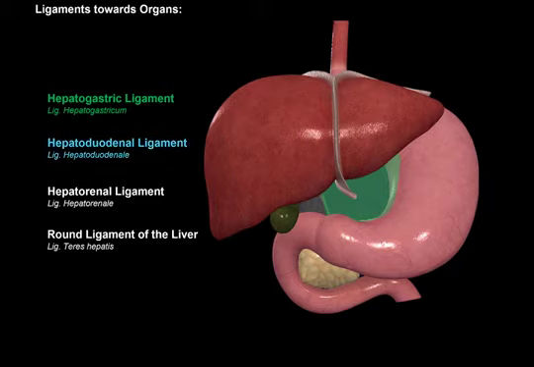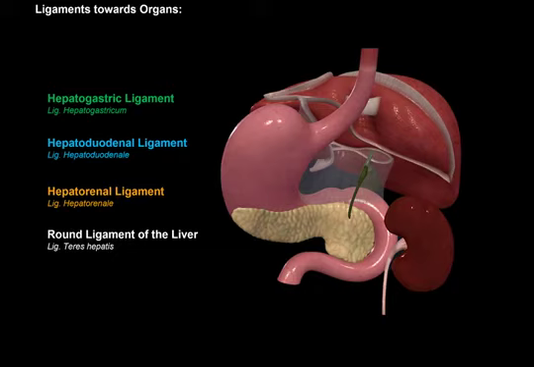And then the next one is the hepatoduodenal ligament, going from the porta hepatis of the liver to the duodenum. And remember, as we saw earlier, this ligament contains the bile duct, veins, nerves, arteries, and things going in and out from the porta hepatis. So that was the hepatoduodenal ligament. Next, we have the hepatorenal ligament. Renal means kidneys. So this one goes from the liver to the right kidney. And the right kidney is behind here, so it goes like this.